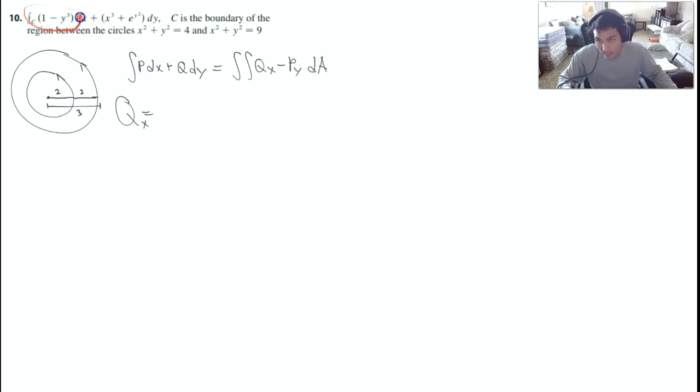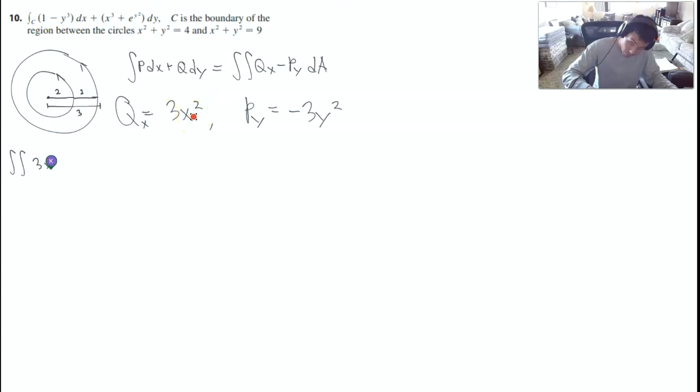As we can see, we're going to take this part. Oh, we're going to take this part, my bad. And we're going to take its derivative with respect to x. There's nothing here that has x. This is the only one with x, so it's 3x squared. Py, taking this with respect to y, it's going to be minus 3y squared. Okay. So now if we put this into a double integral, it's going to be 3x squared minus, right? Minus, so plus 3y squared.